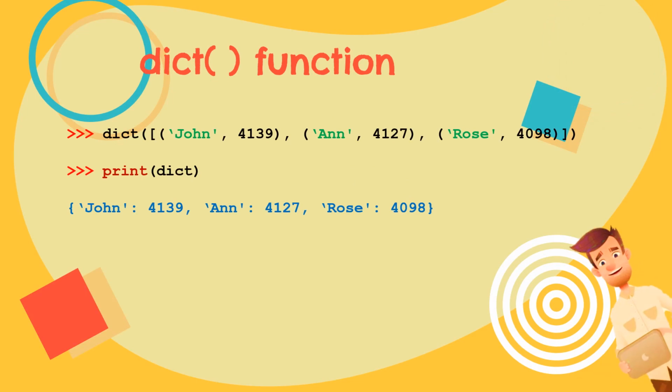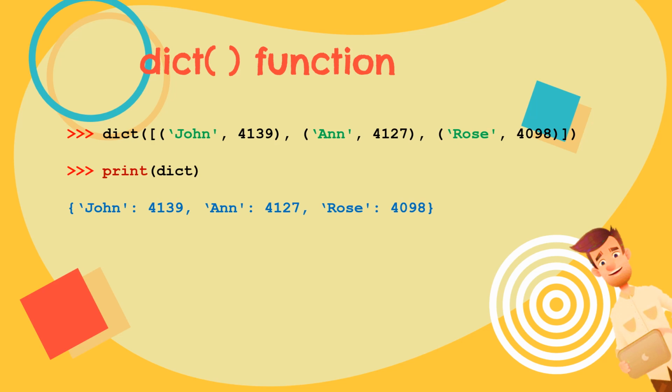Example. Here the function dict is called. Then inside that, a list of tuples. You can see the square brackets, so it's a list, and inside that the key and value pairs are given as tuples, which cannot be changed. Here you can see John, 4139, is a key and value pair. John is the key, 4139 is the value.